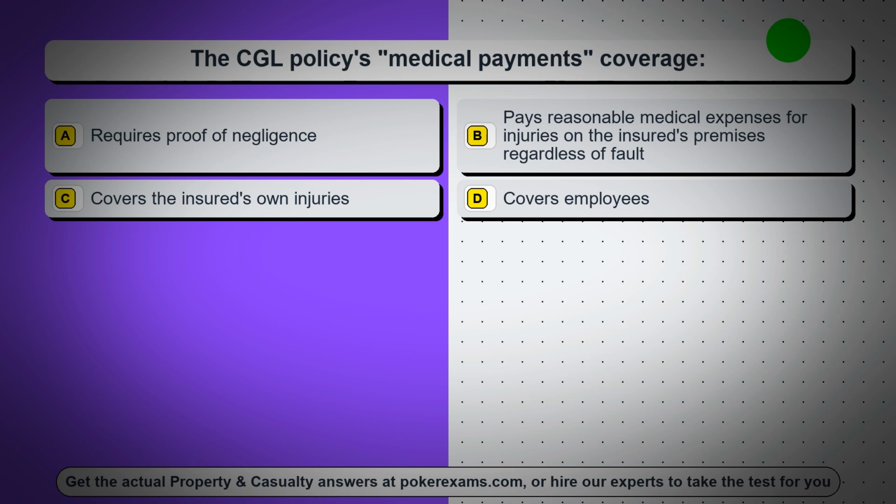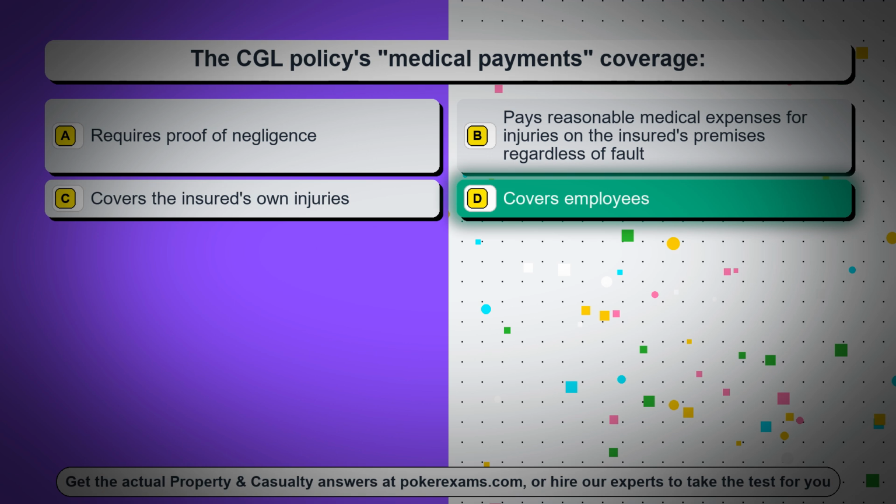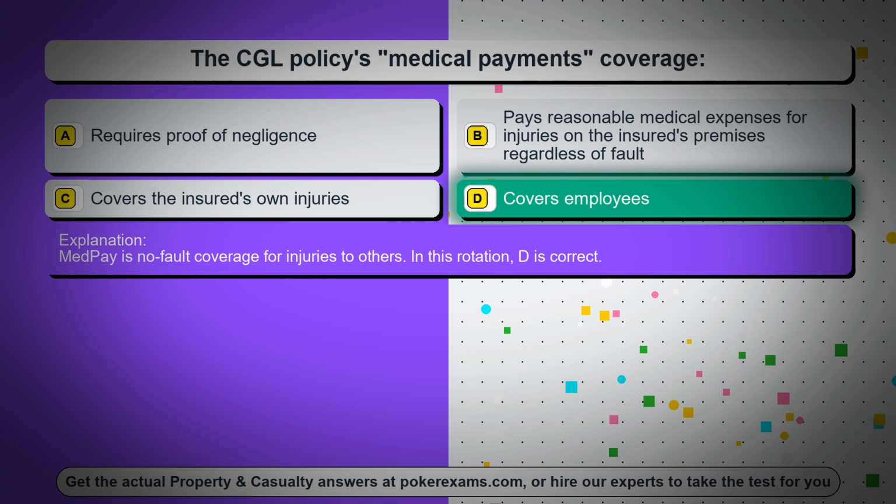Question 83. The CGL policy's medical payments coverage: option A, requires proof of negligence. Option B, pays reasonable medical expenses for injuries on the insured's premises regardless of fault. Option C, covers the insured's own injuries. Option D, covers employees. The correct answer is option D, covers employees. MedPay is no-fault coverage for injuries to others. In this rotation, D is correct.